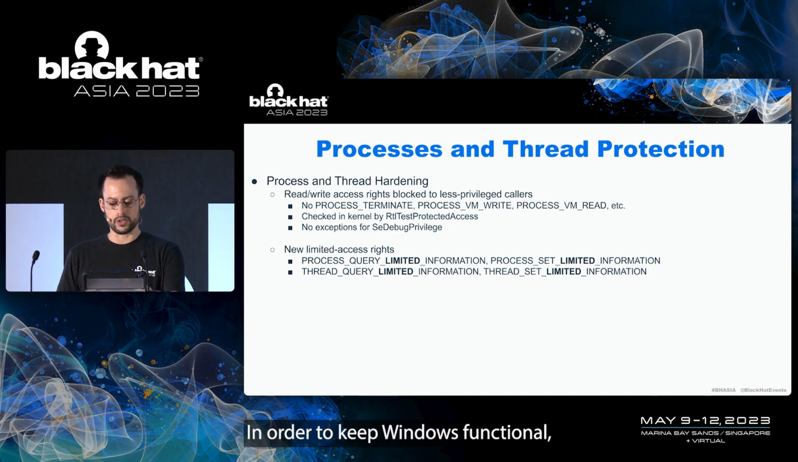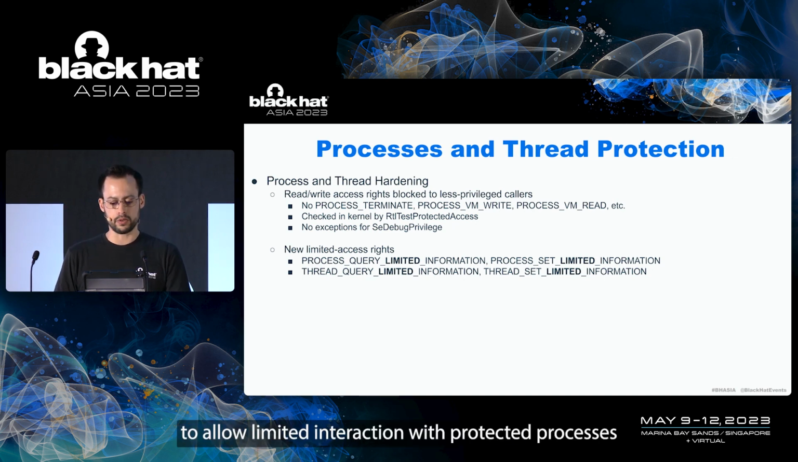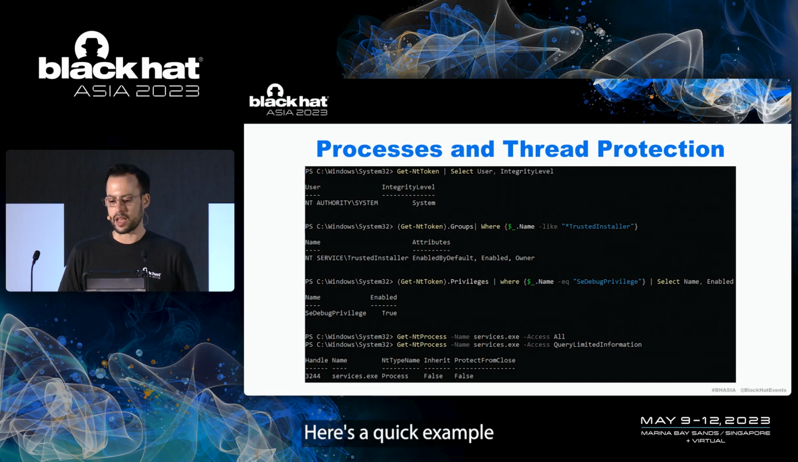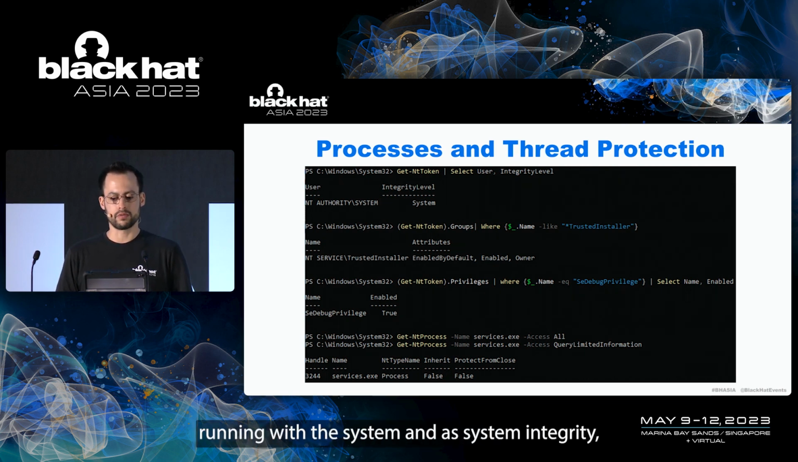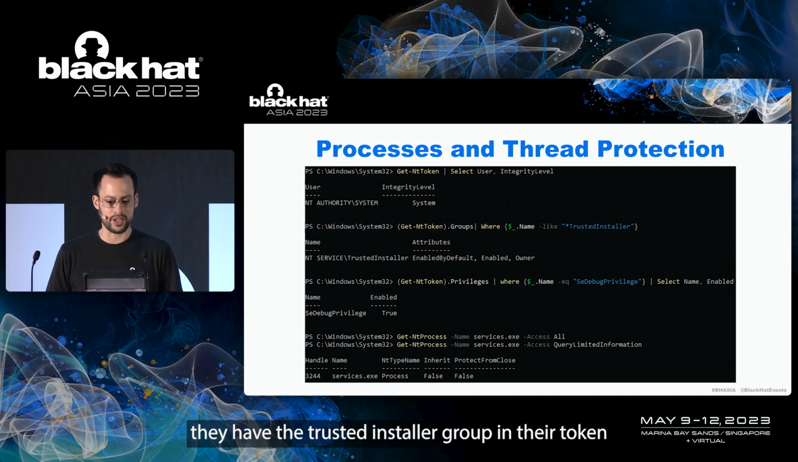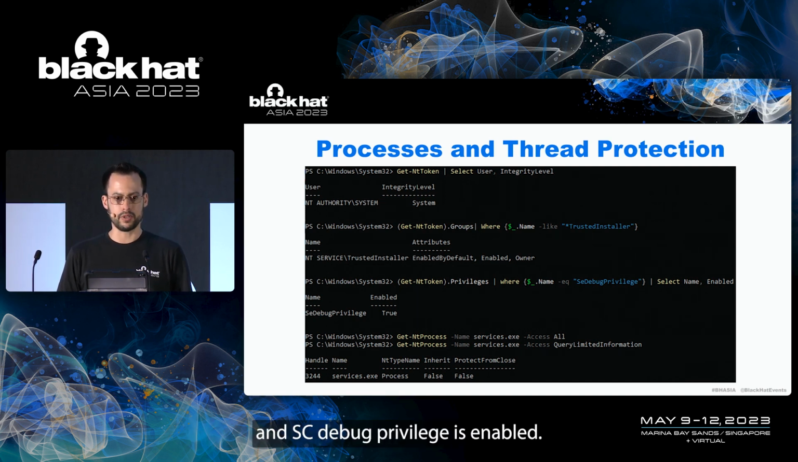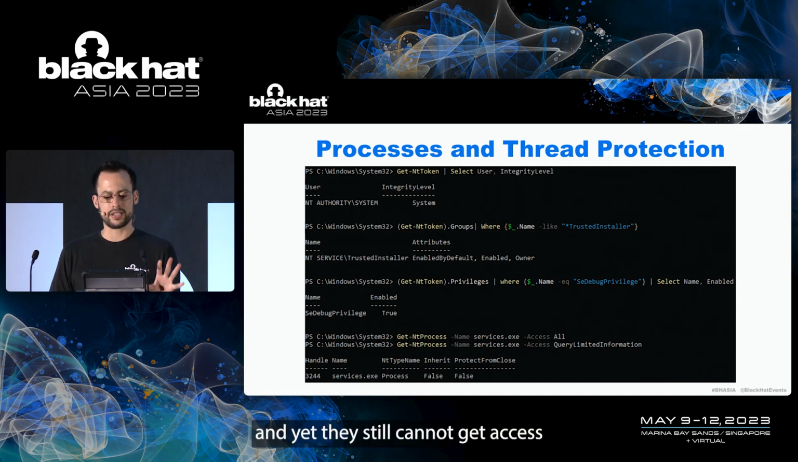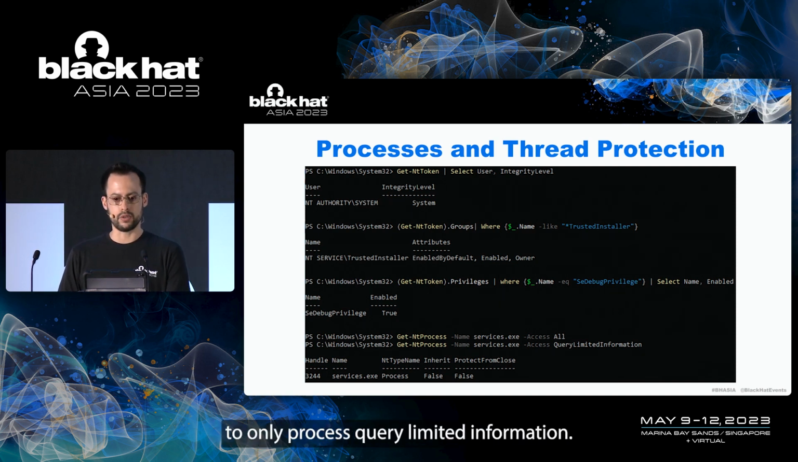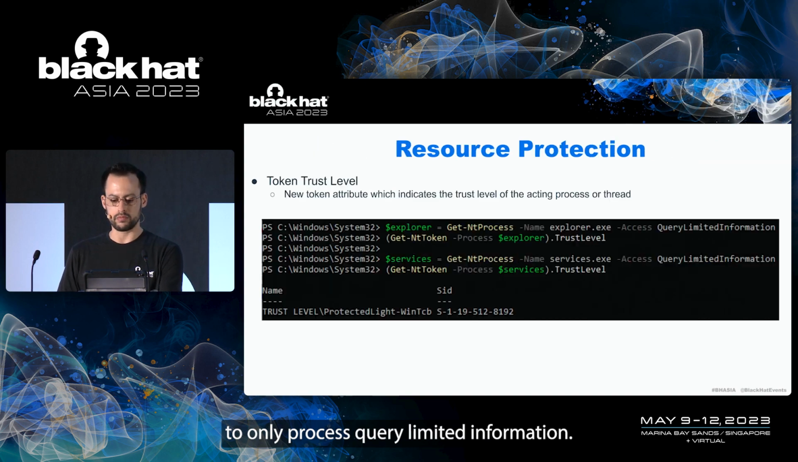In order to keep Windows functional, Microsoft created new access rights to allow limited interaction with protected processes, such as PROCESS_QUERY_LIMITED_INFORMATION. Here's a quick example where we can see the system user running with system integrity. They have the TrustedInstaller group in their token, and SeDebugPrivilege is enabled. This is a very privileged token on Windows. And yet they still cannot get access to services.exe. They cannot get a full access handle. The same request succeeds if we drop that requested access to only PROCESS_QUERY_LIMITED_INFORMATION.